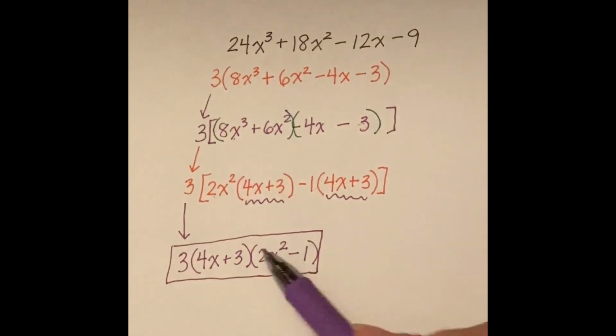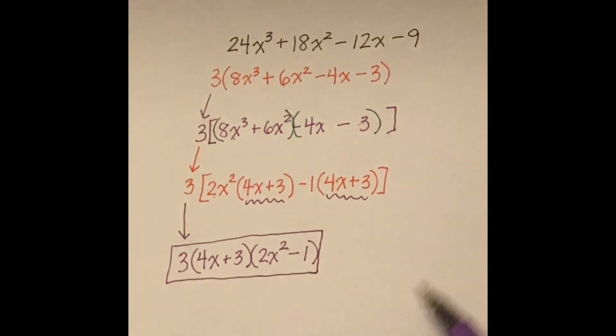If you wanted to check, you could multiply these 2 binomials together and then multiply every term by 3, and you would get your original problem.